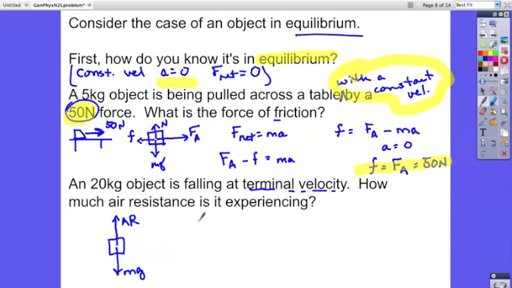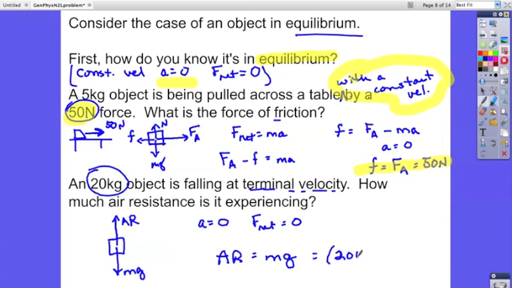Constant velocity should tell you that acceleration is 0, F net is 0, and that tells me these two things have to be equal and opposite. So the air resistance must be equal to the weight. And, okay, is this the weight? No, it's not. That's the mass. That's the m, not the mg. So air resistance must be 20 kilograms.